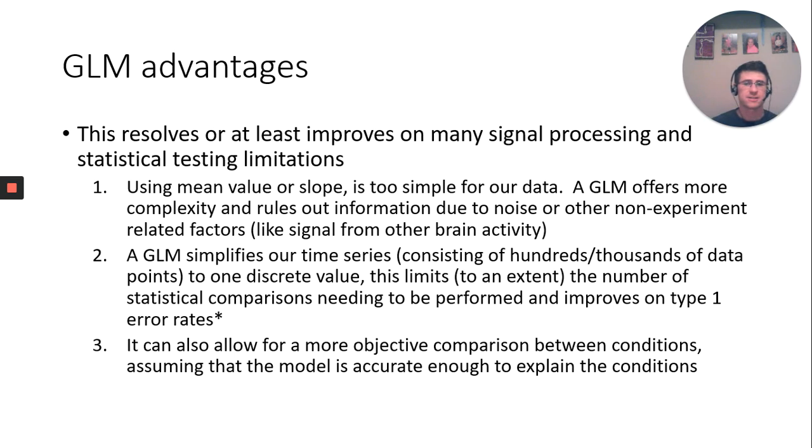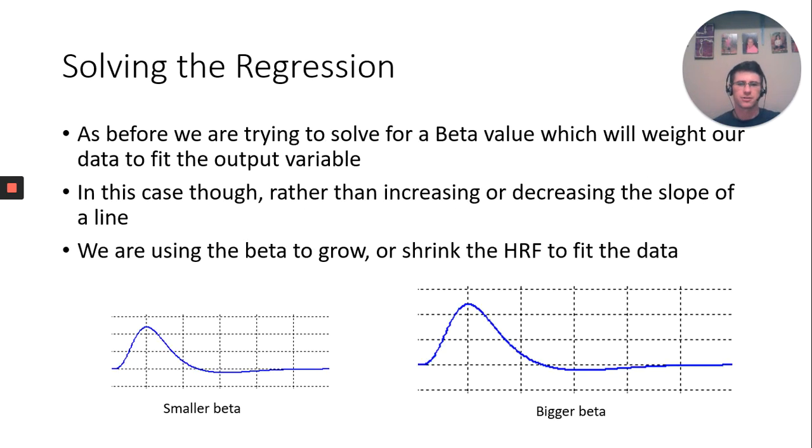Again, the advantage to this is, first off, mean and slope are out of the question. They're too simple to explain the data. The GLM offers more complexity, and it also kind of acts like a mask for your data. It says, I'm only interested in this little bubble of time, whereas I'm not interested in, let's say, that 6-second peak. And I'll actually show you real quick.